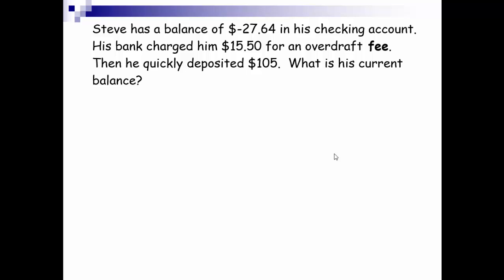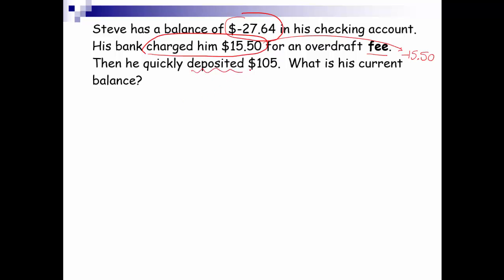Steve has a balance of negative $27.64 in his checking account. His bank charged him $15.50 for an overdraft fee. He then quickly deposits $105. What is his current balance? Okay, well, right now, to start, his balance is a negative $27.64. The bank then charged him $15.50 in an overdraft fee. That means that's another negative $15.50. That's more money coming out of his account.